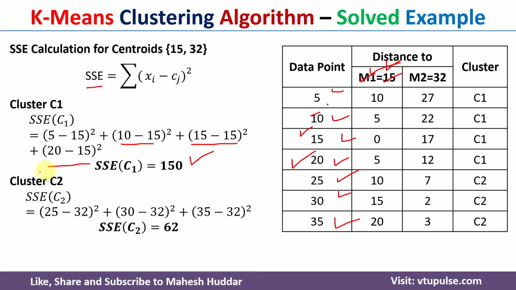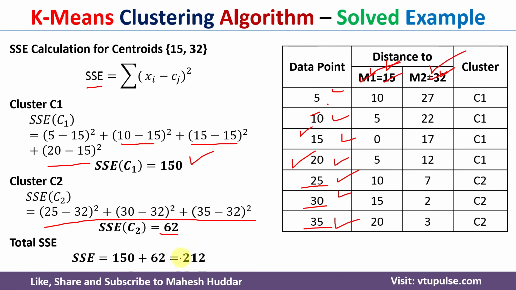So SSE of C2 is equal to (25 minus 32) squared plus (30 minus 32) squared plus (35 minus 32) squared. That is what you can see here. So we will get SSE of C2 is equal to 62. And finally, we will get the total SSE for the centroids 15 and 32 is equal to 150 plus 62, which is equal to 212.